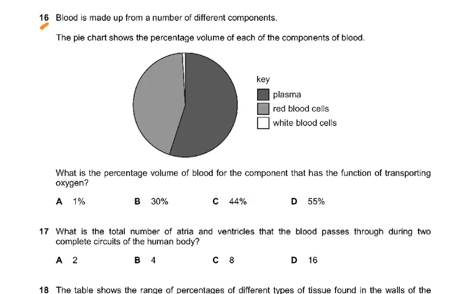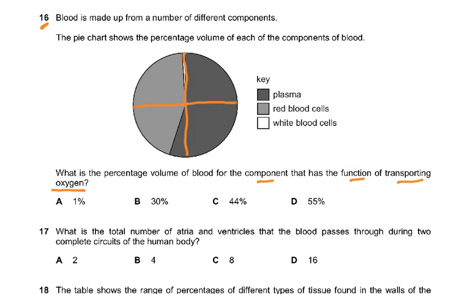Question number 16. Blood is made from a number of different components. The pie chart shows the percentage volume of each of the components of blood: plasma, red blood cells, and white blood cells. What is the percentage volume of blood for the component that has the function of transporting oxygen? What is that component? Red blood cells. So what is the component of that? You need to figure this out from the pie chart.